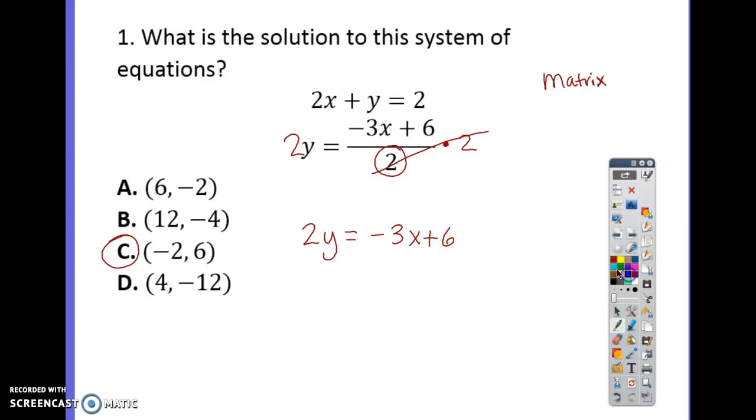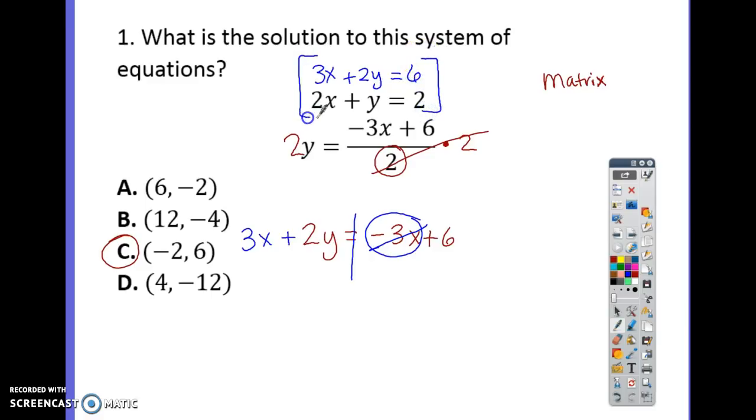And then now all I have to do is move the negative 3x over here, make it a positive 3x, and we're done. And this is a positive 2y, so make sure that's a plus. So now I have 2 equations. I have 2x plus y equals 2, and I have 3x plus 2y equals 6. And I can put this part in matrix, and that'll give you the same answer. Okay, so tomorrow you get to choose whichever one you remember or whichever one you like best.